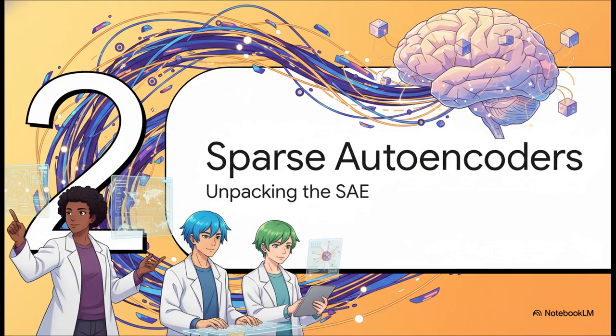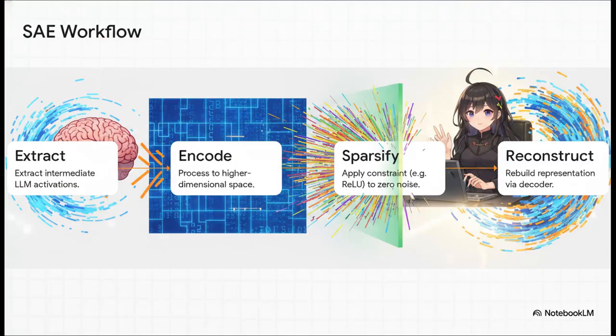Moving on to Section 2. Unpacking sparse autoencoders. To actually achieve this disentanglement, researchers deploy a specific unsupervised dictionary learning technique. Let's walk a forward pass through it. First off, we extract those dense intermediate activation vectors from the LLM. Then, we take that vector and push it through an encoder matrix, projecting it into a much higher dimensional space to create an overcomplete dictionary.